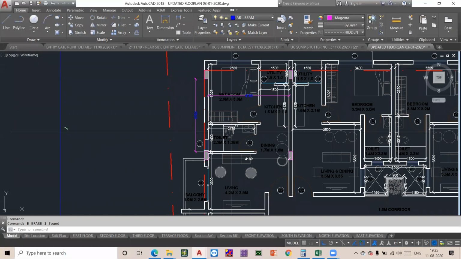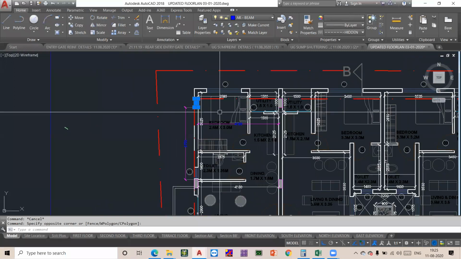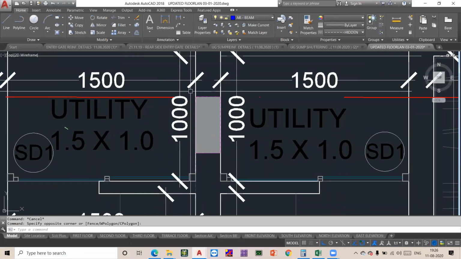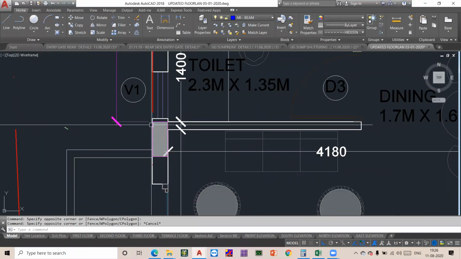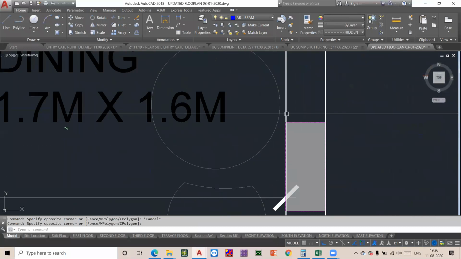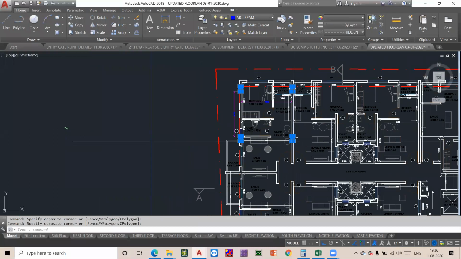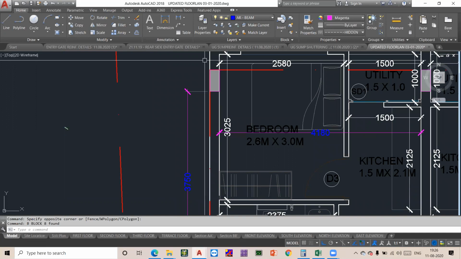Next, we have now located 4 of our columns. For the simplicity of working, I am taking all of these columns inside a block. We have a command called block in AutoCAD. Structural columns. So this is my block now.